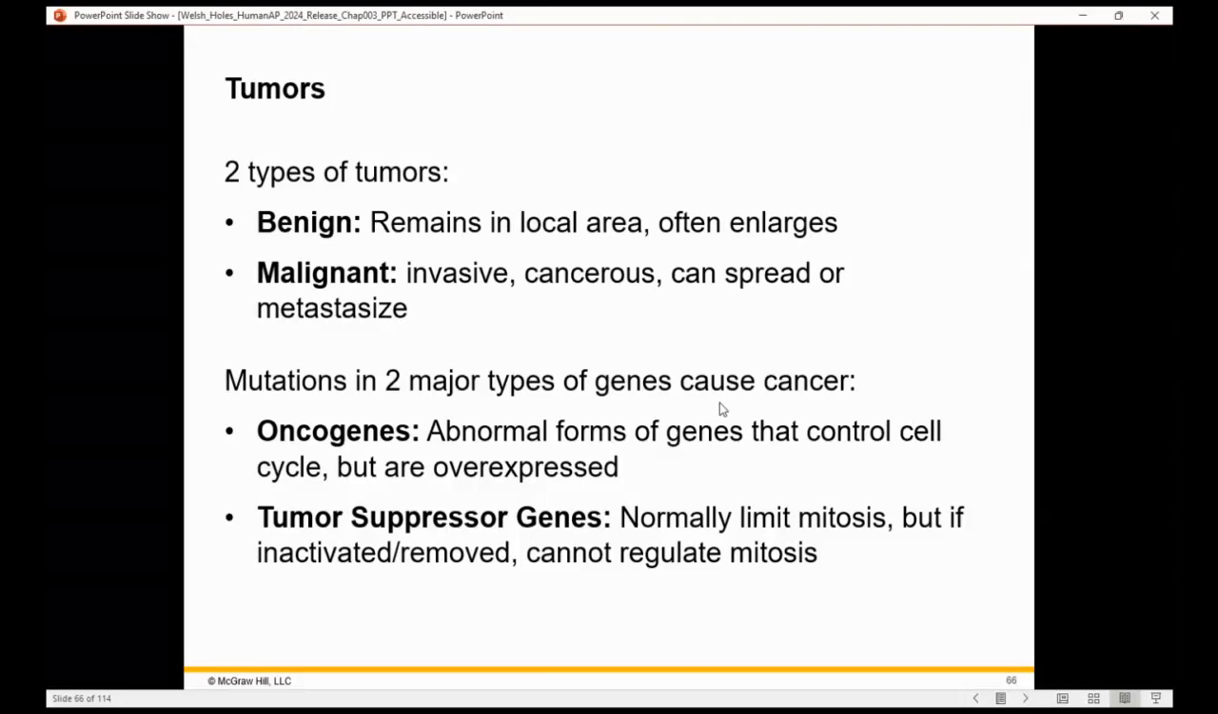Mutations in two major types of genes cause cancer. Oncogenes, abnormal forms of genes that control cell cycle, but they're overexpressed. Tumor suppressor genes, they normally limit mitosis, but if they're inactivated or removed, they cannot regulate mitosis.